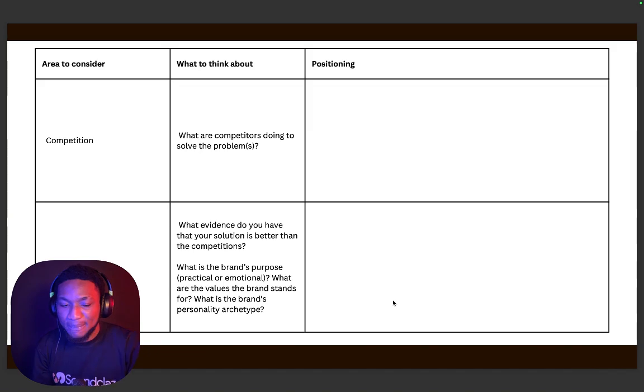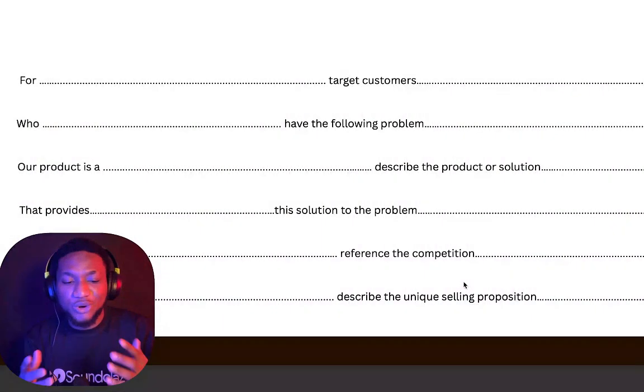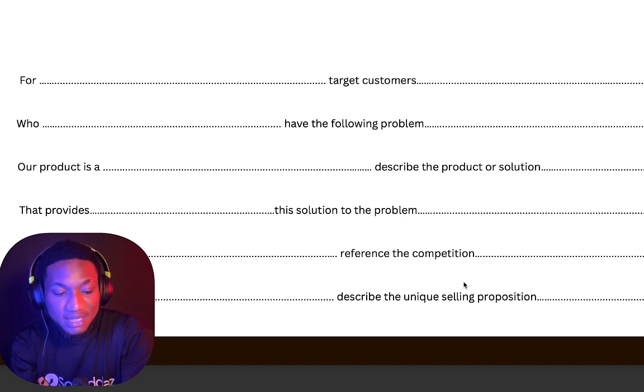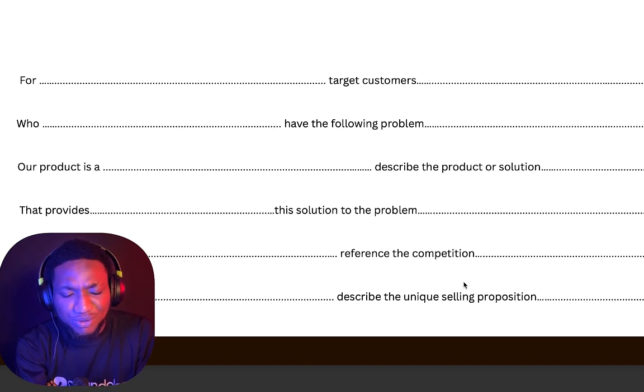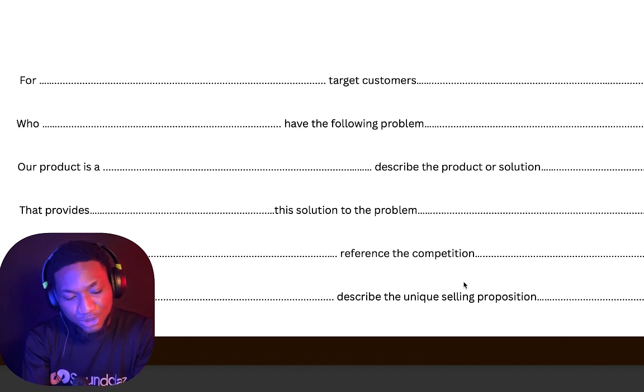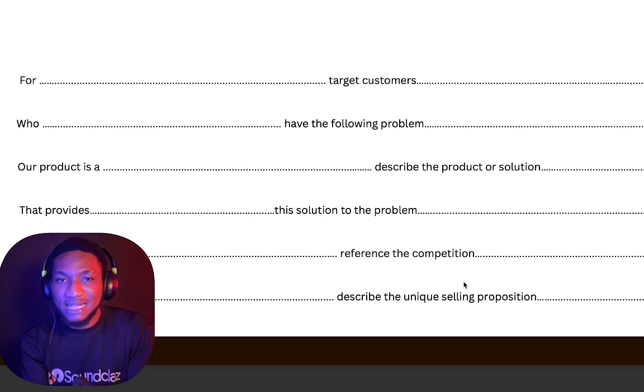Then the next thing you want to do is to create a positioning statement. Now you have a business. For who, you have to write the business and the target audience you're targeting. Have you followed? This following audience have the following problems. Then our following product describes the solution, that provides this solution to their problems. Unlike your competitors. Now when you are done filling this, you have a full-blown statement.